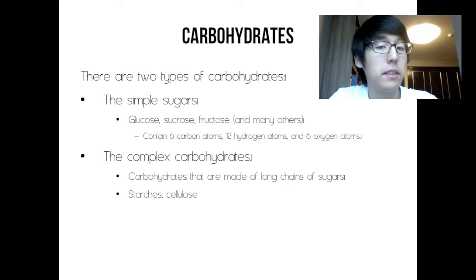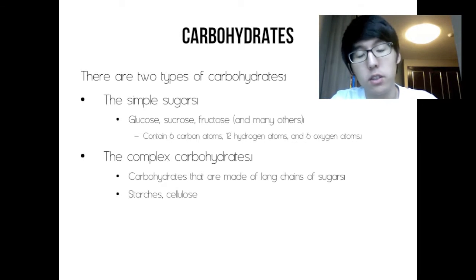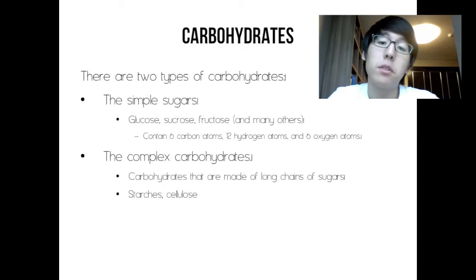Alright everybody, so today I'll be talking about the three basic components of food: carbohydrates, fats, and proteins. So carbohydrates. There are two basic types of carbohydrates, which are simple sugars and complex carbohydrates. Examples of simple sugars include glucose, sucrose, fructose, and many others.